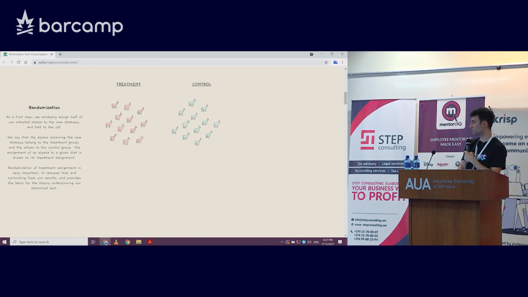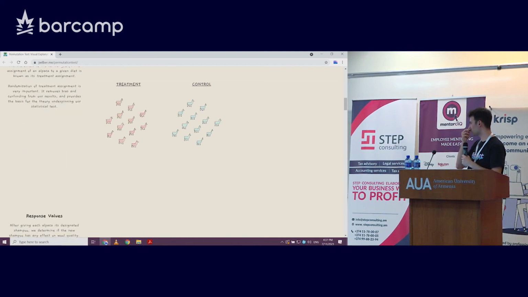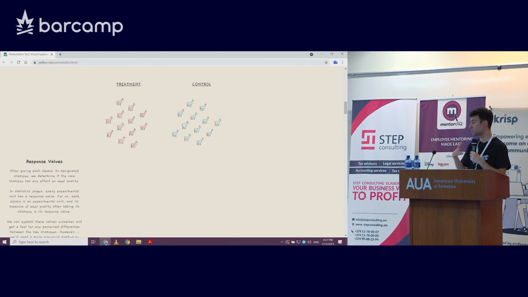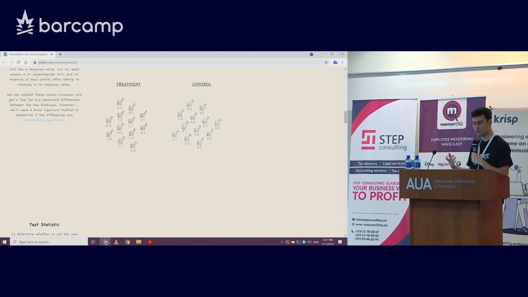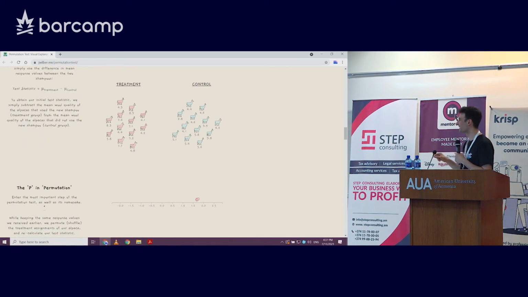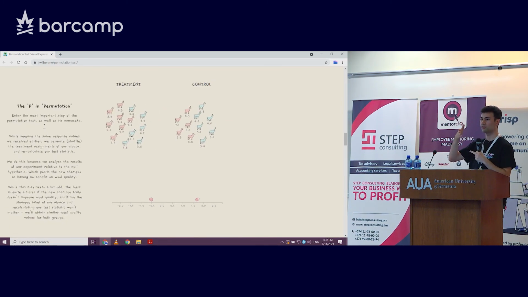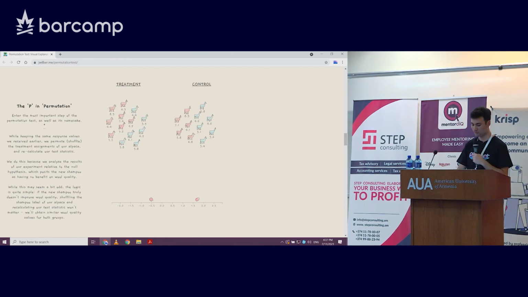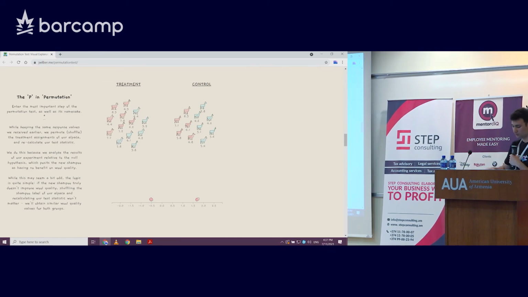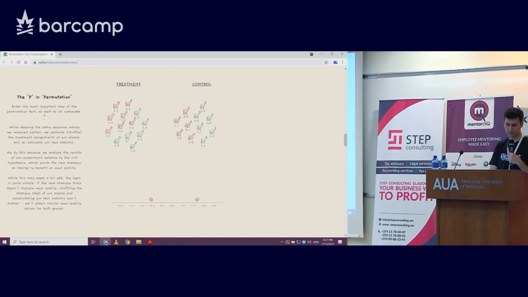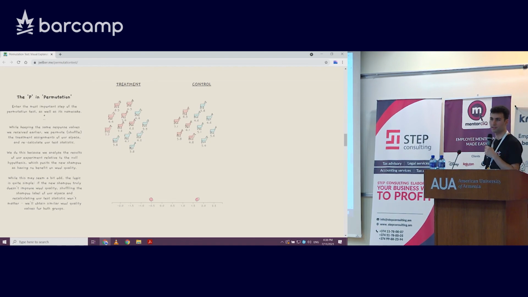Fisher suggested to permute those llamas, basically to swap them an infinite number of times, because there is no difference, right? So we can exchange them, basically shuffle them in multiple ways. And as we shuffle, we can compute the difference of average quality under the first shampoo and the average quality under the different shampoo. And each time we can plot these observations. And if we do this many, many times, we will have the exact distribution of the null hypothesis.